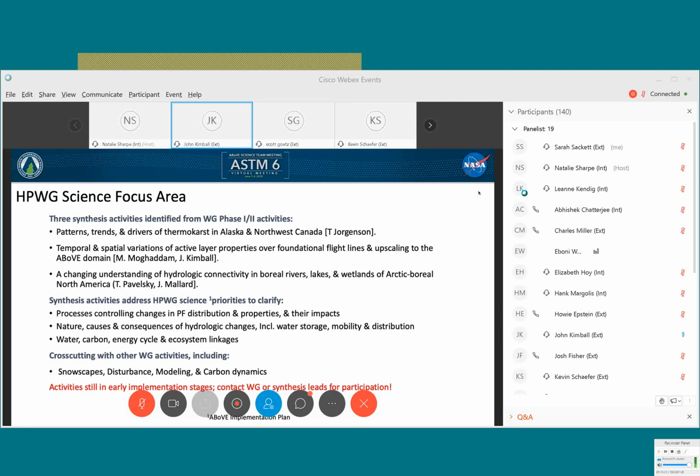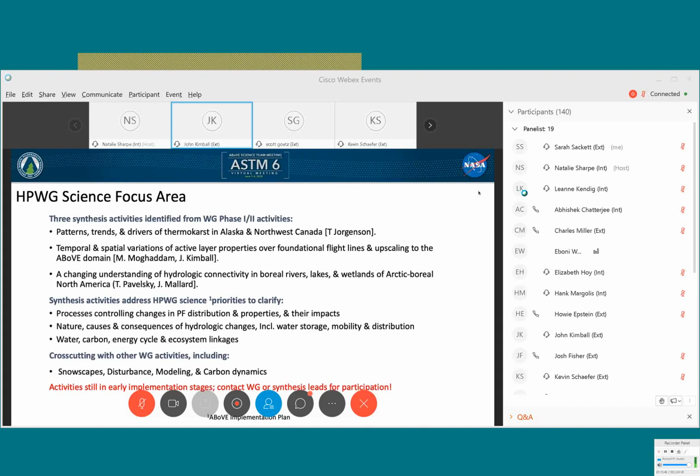And then the third one was looking at how our understanding of hydrologic connectivity of boreal Arctic rivers, lakes, and wetlands is changing based on some of the new observations that have been coming out of the project. And so all of these activities are really emphasizing above data products, are really enabled by those data products.